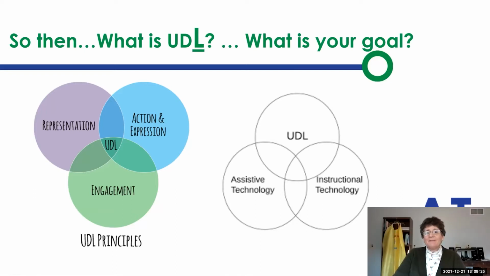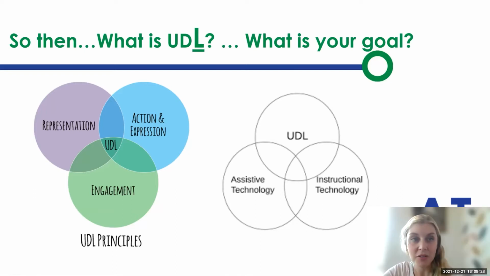Yes, please. Okay, so then we talk about what is universal design for learning. So that L on the end, right? How does it make it universal design for learning? So what's your goal? There's three primary UDL principles: representation, engagement, and action and expression, and they all combine together to provide this concept of UDL. And when we think about UDL, it also overlaps with assistive technology and instructional technology. All of those go hand in hand to develop an environment that reduces barriers and helps provide expert learning.